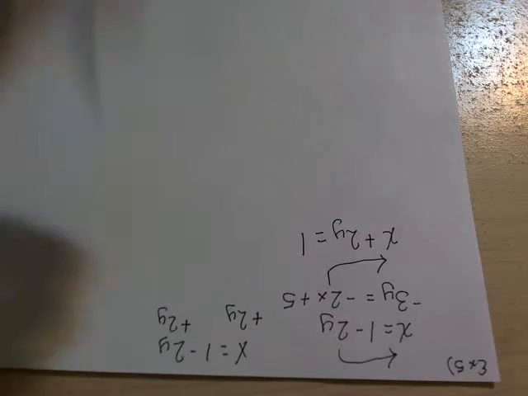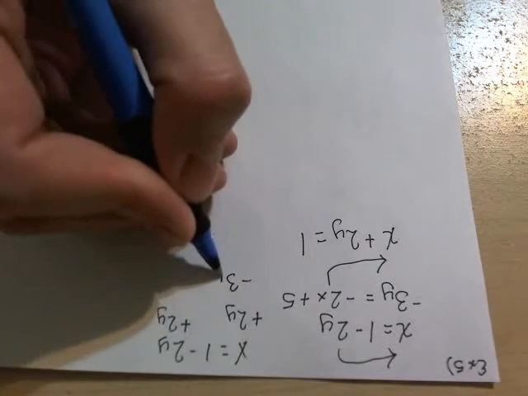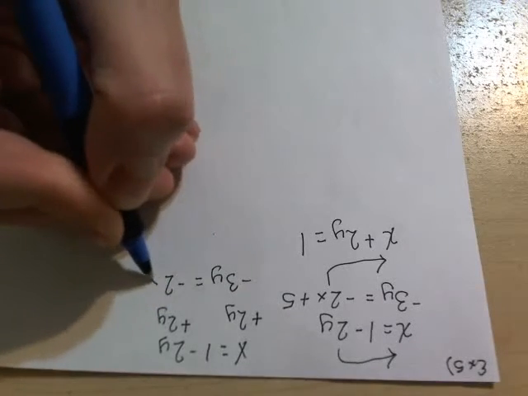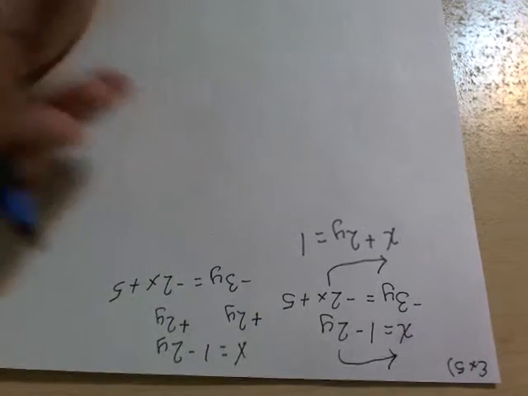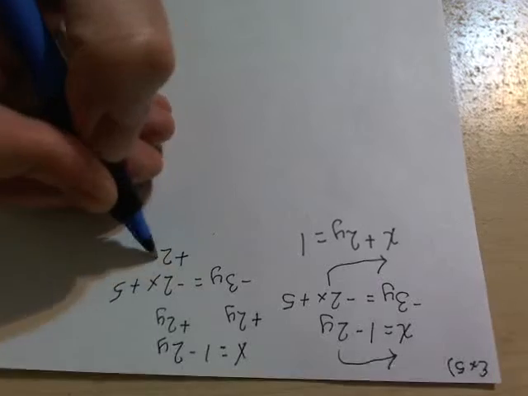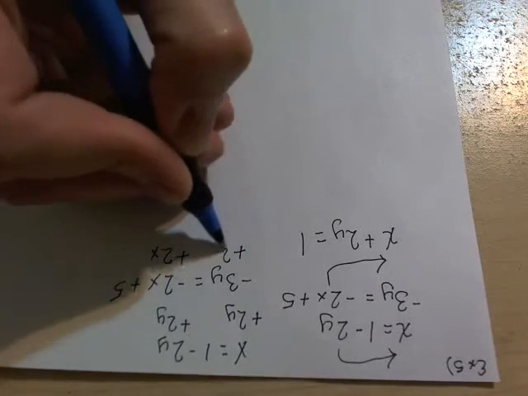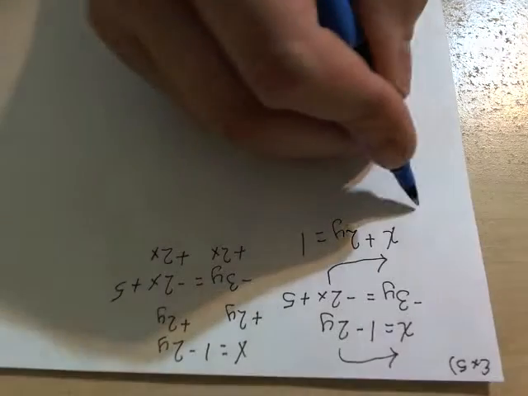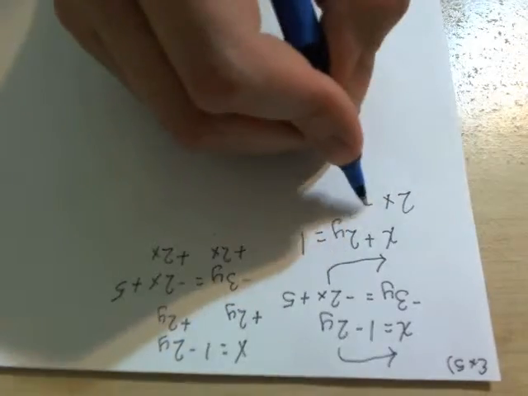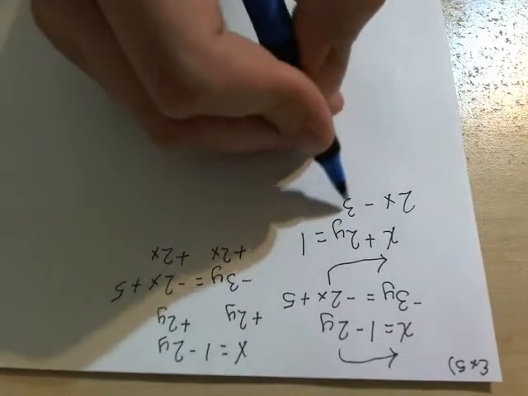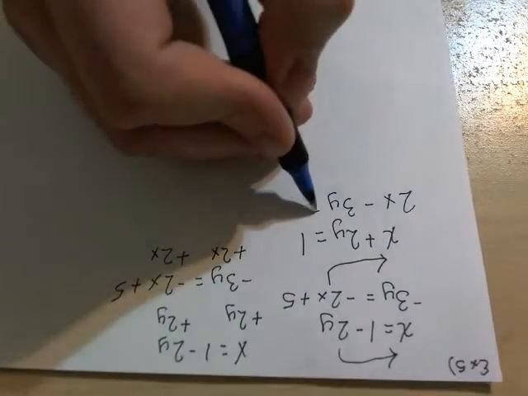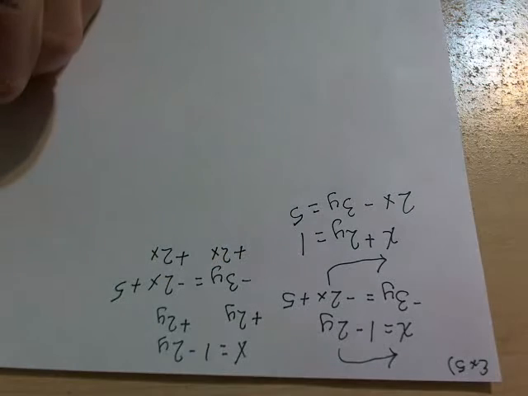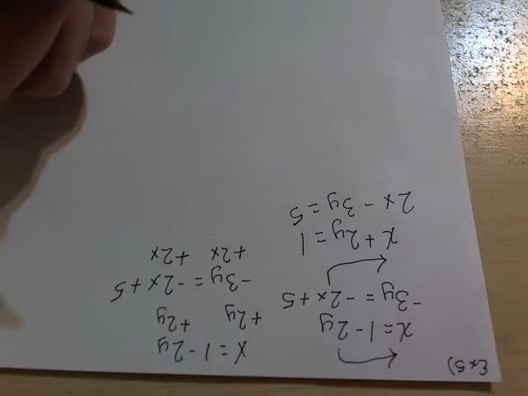And in the bottom equation, I've got negative 3y equals negative 2x plus 5. And again, knowing I've got to move that negative 2x, I'm going to do the opposite, which is adding 2x to both sides. So I've got 2x minus 3y equals 5. And now I've got a system of equations I can work with, because they're both in standard form.